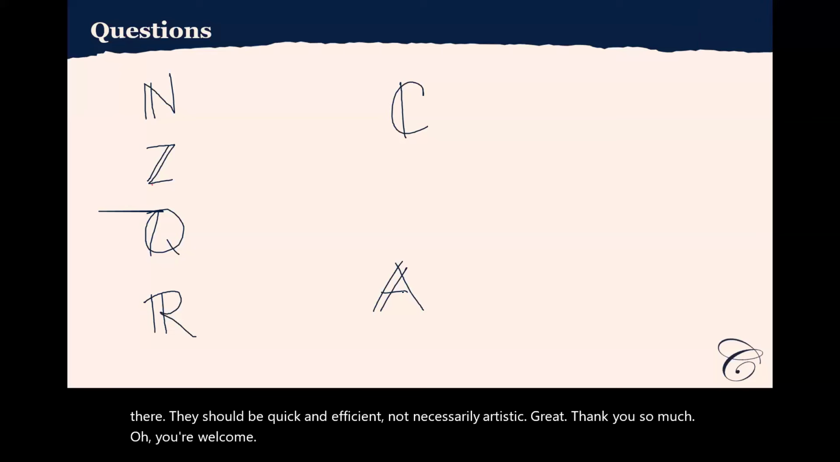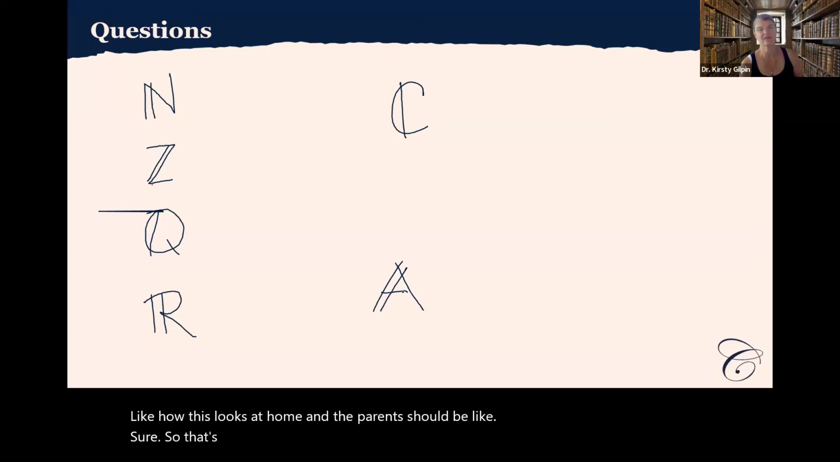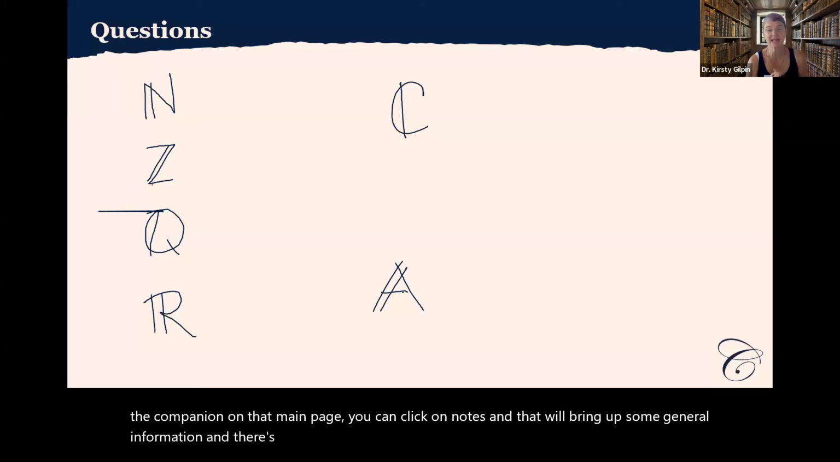Is there a place that gives us resources for directing parents on what this looks like at home, and how much hands-on the parent should be versus how much freedom the kids should have? Sure. That's really going to depend on every family. In the companion page, you can click on notes and that will bring up some general information. There's a section in there about tailoring, which may help give parents some ideas of different ways to approach this at home.